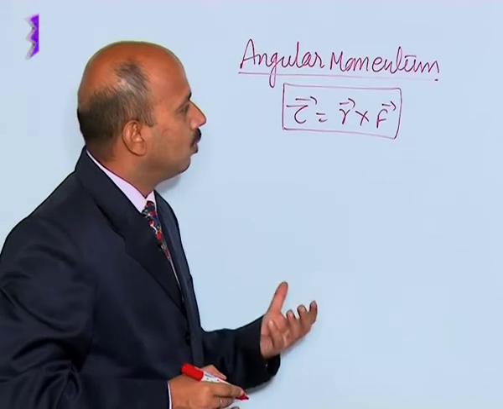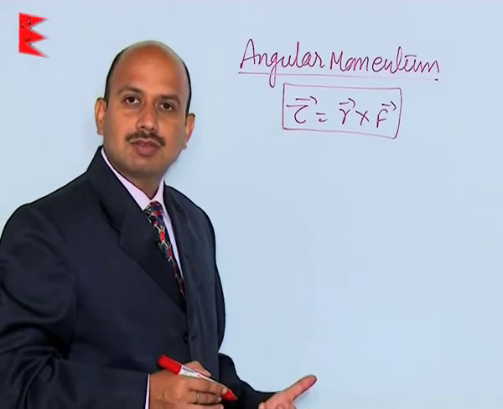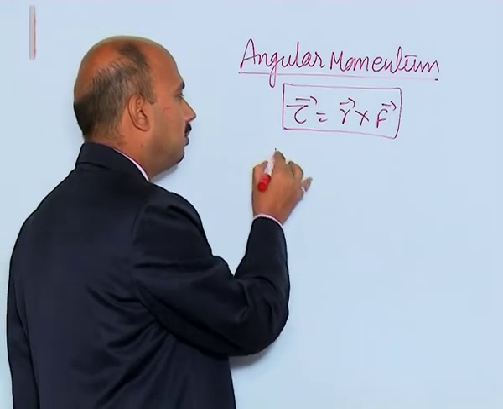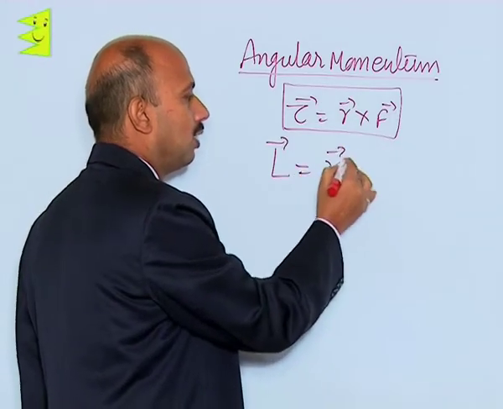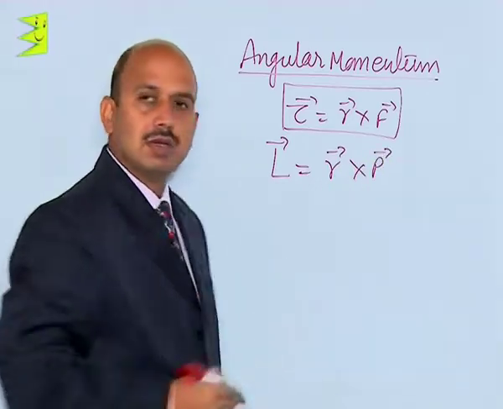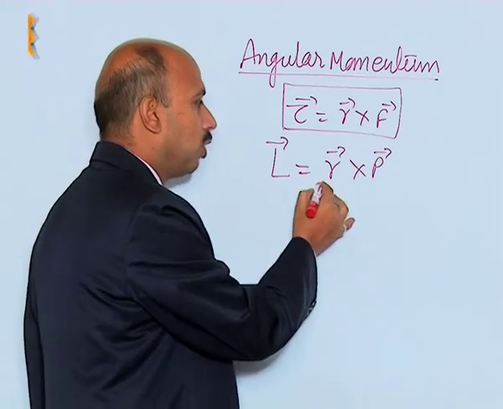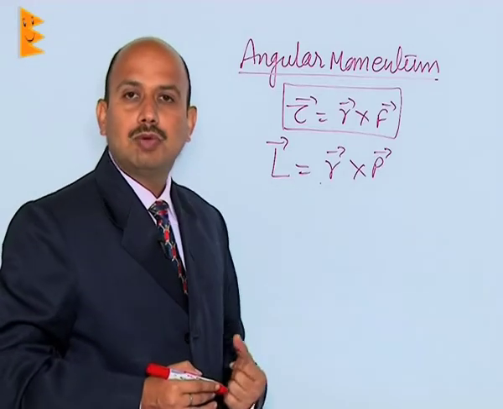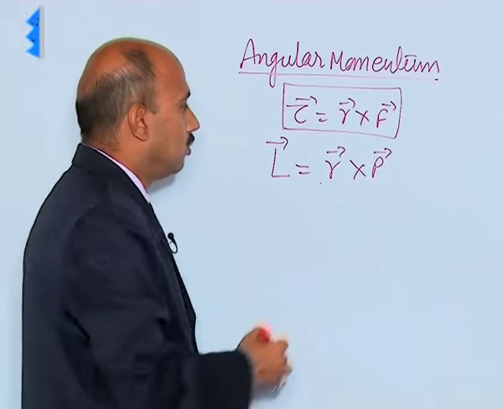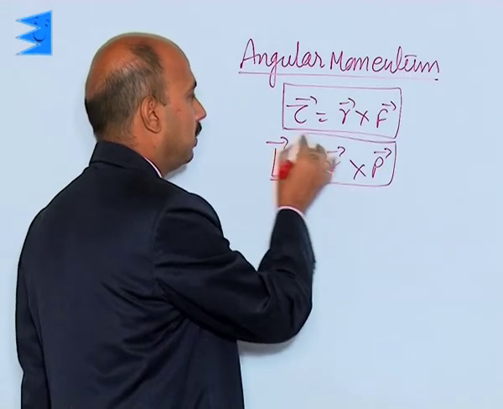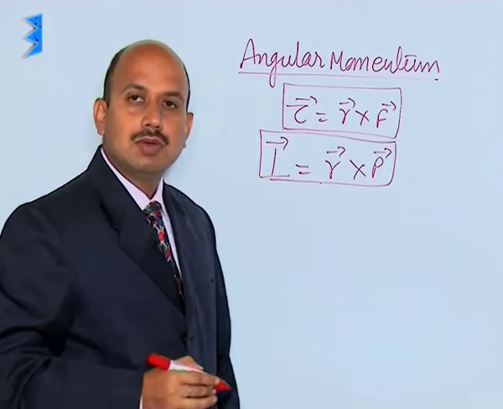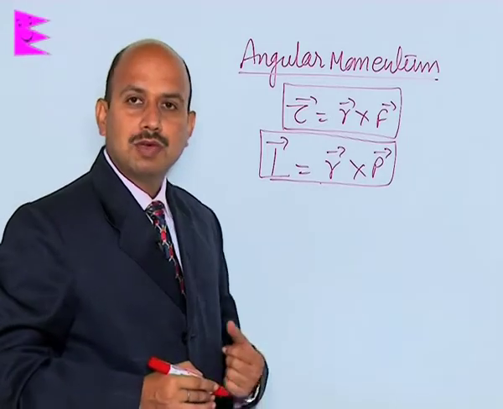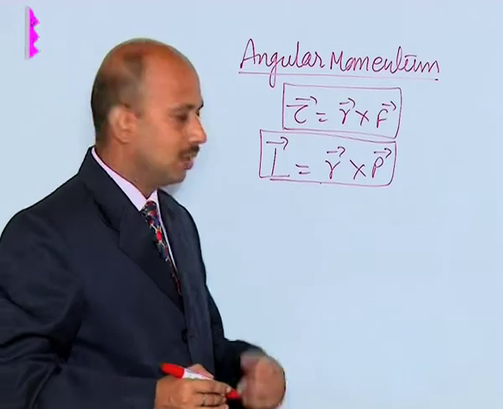When a body is rotating about an axis, we also define angular momentum, and angular momentum is defined as r cross p, where r is the position vector of the particle with respect to the origin and p is the linear momentum of the particle. So, L is equal to r cross p. L is angular momentum. The direction of angular momentum L is perpendicular to the plane of the position vector and linear momentum.